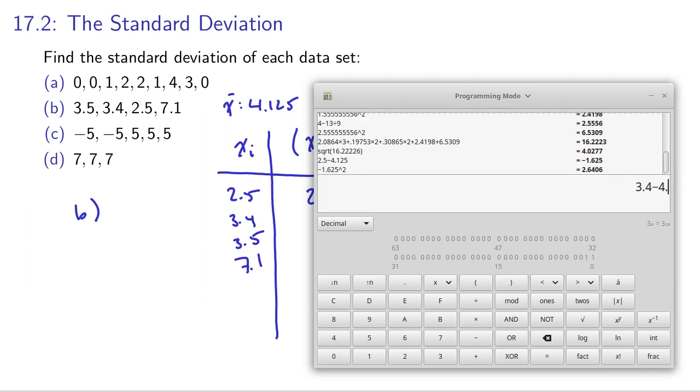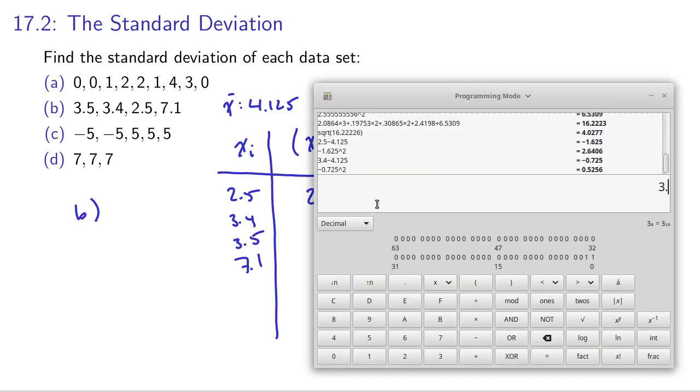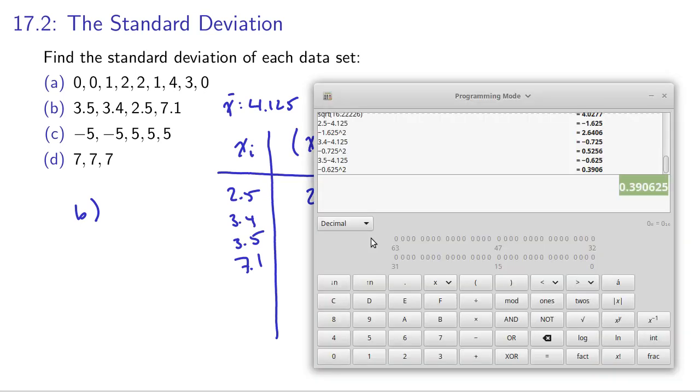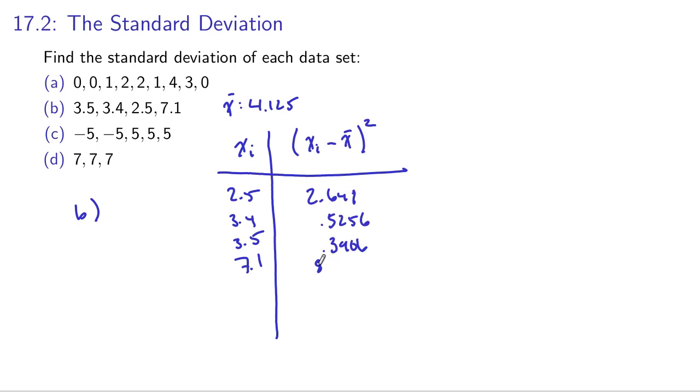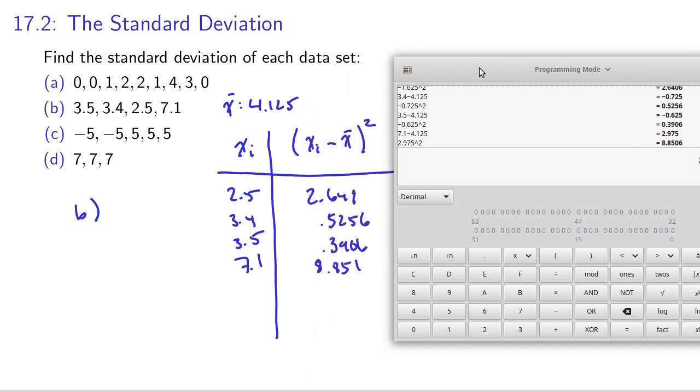3.4 minus 4.125 squared is 0.5256. 3.5 minus 4.125 squared is 0.3906. And 7.1 minus 4.125 squared is 8.851. So again, you see the biggest outlier, the one furthest from the mean, contributes the most individually.